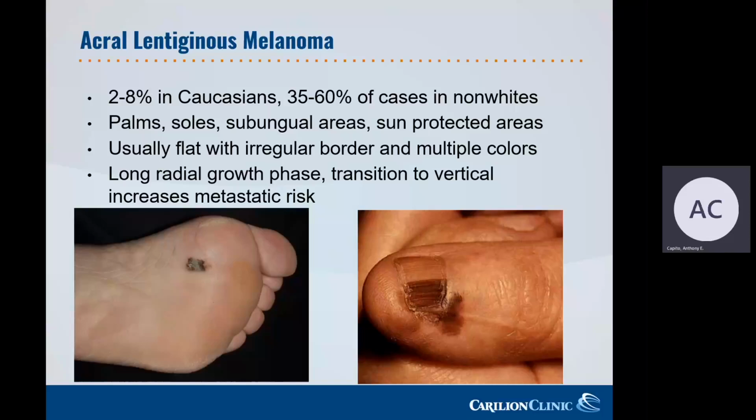They're usually flat and can have irregular borders. They have different coloration throughout it. And once they transition to a vertical growth phase, it definitely increases the risk of metastasis. And these tend to be more aggressive as well, just like the nodular melanomas.